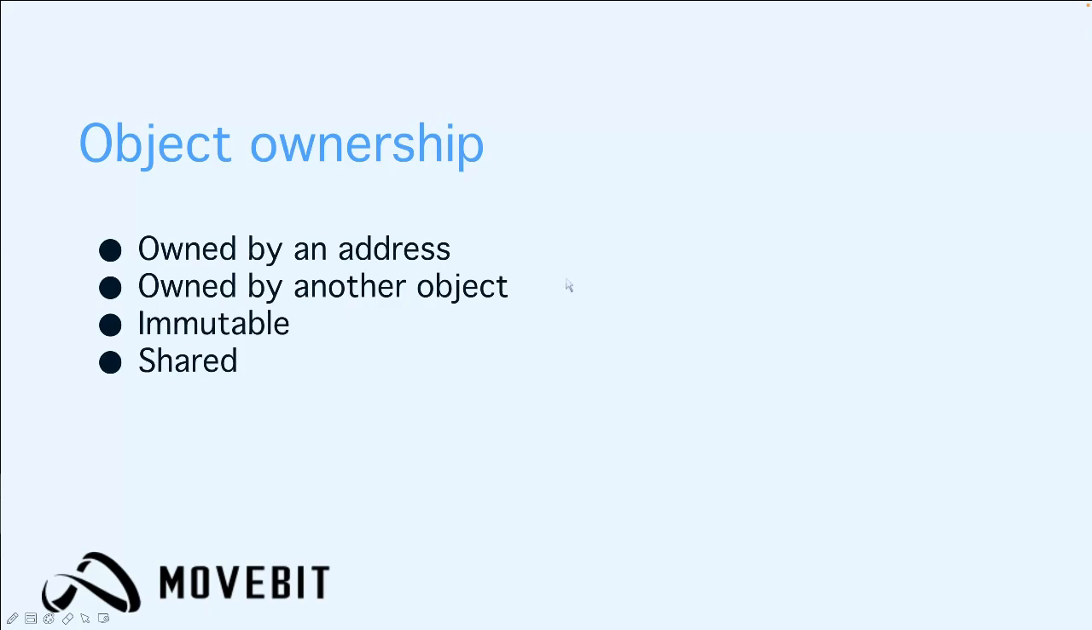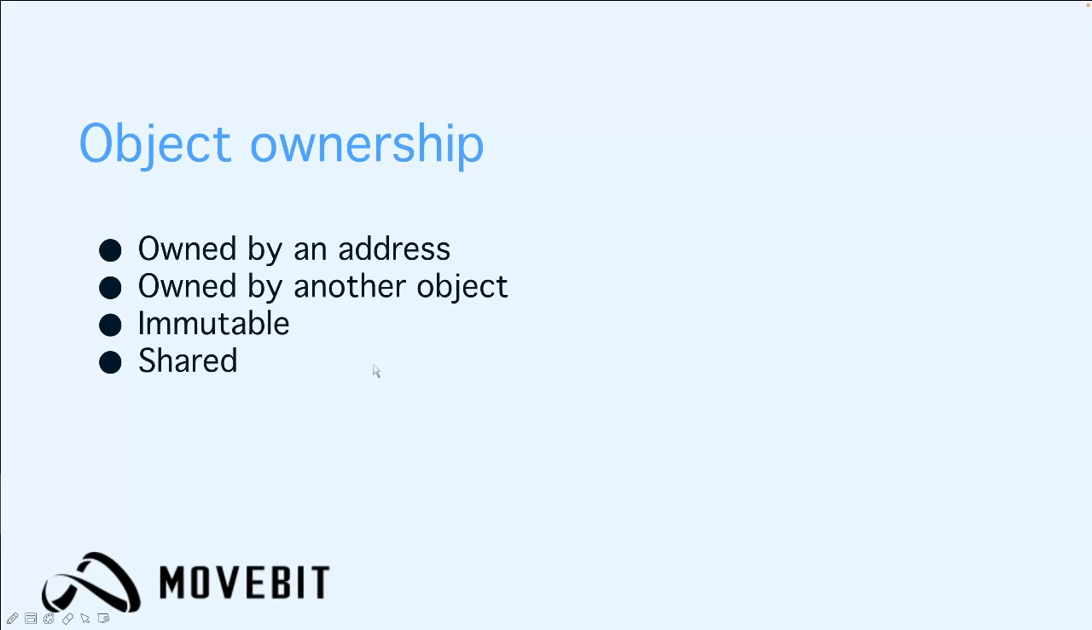An object can be owned by another object when you add the former as a dynamic object field of the latter. The third one is the immutable object. Anyone can read an immutable object but cannot change or mutate it. The last one is the shared object. For shared objects, anyone can read or mutate a shared object, and that's a difference from the immutable ones.